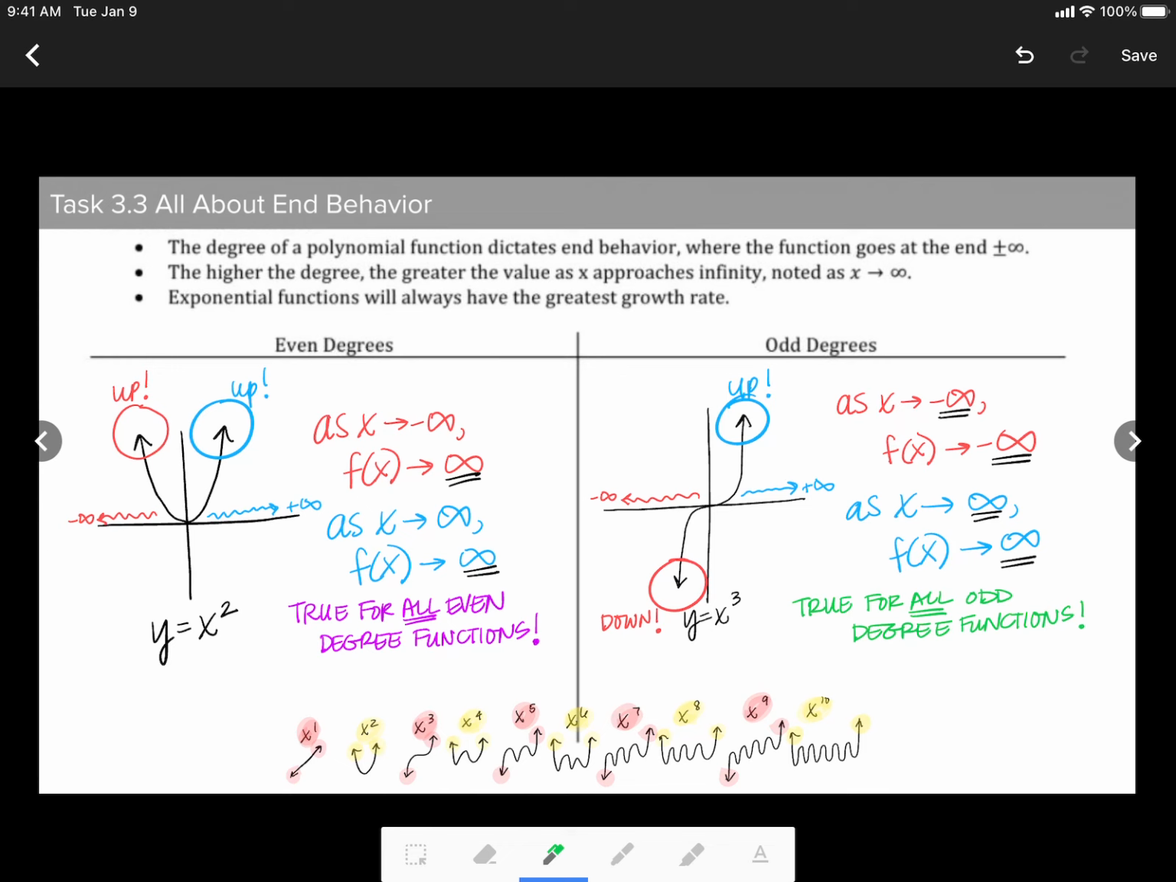So your task today that we're going to do together for the most part is just being able to look at a function either in a graph or in an equation and write the end behavior. Let's try this. So go ahead and pull up task 3.3, go to number 1, go to number 2. Start by just trying to write anything you know about that function.